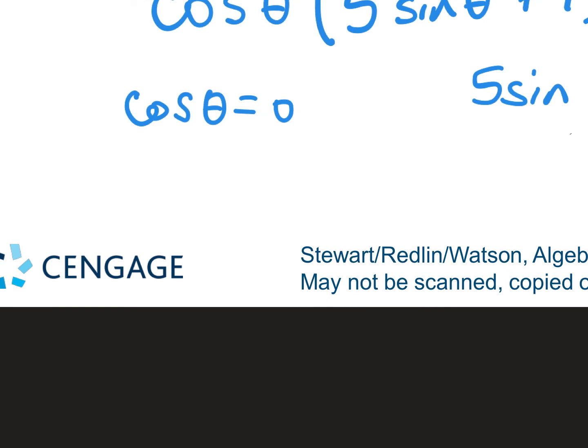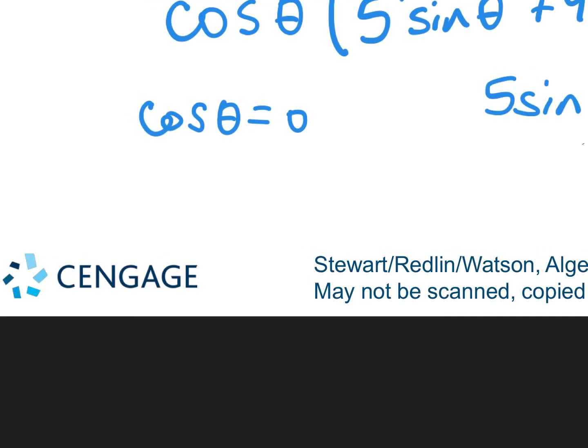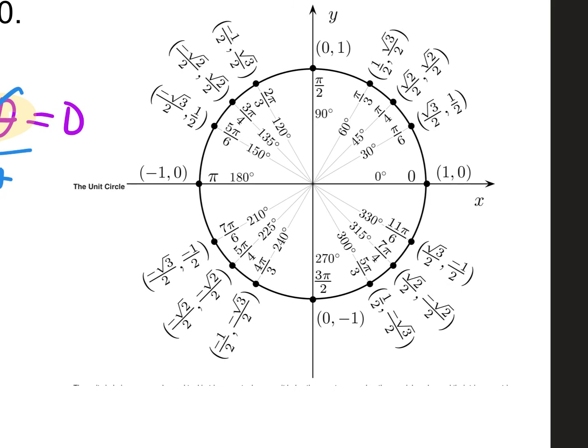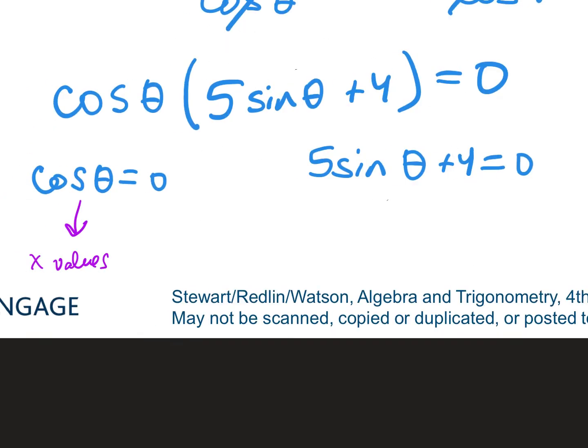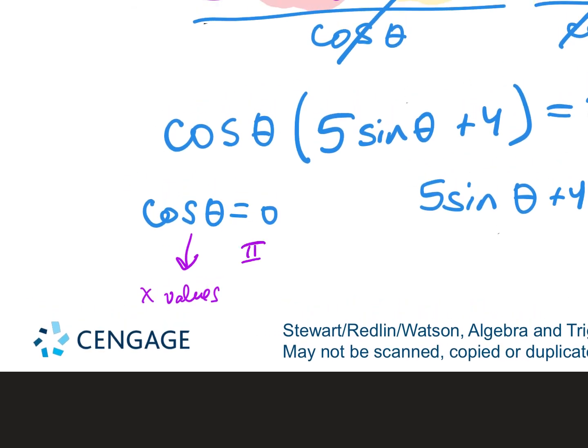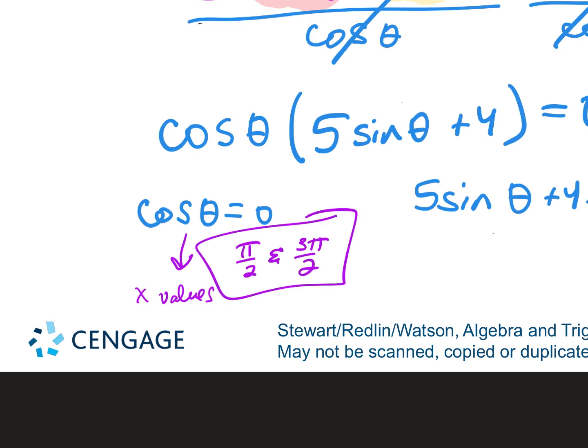Solve this. Cosine theta equals 0. What does that mean? Tell me what that means. Cosine is what value? X. So what they're asking you to do here is go to your unit circle and look where? Where are the x values 0? Pi over 2 and? Awesome. We're talking a little more because this is making sense. So pi over 2 and 3 pi over 2. Fantastic.